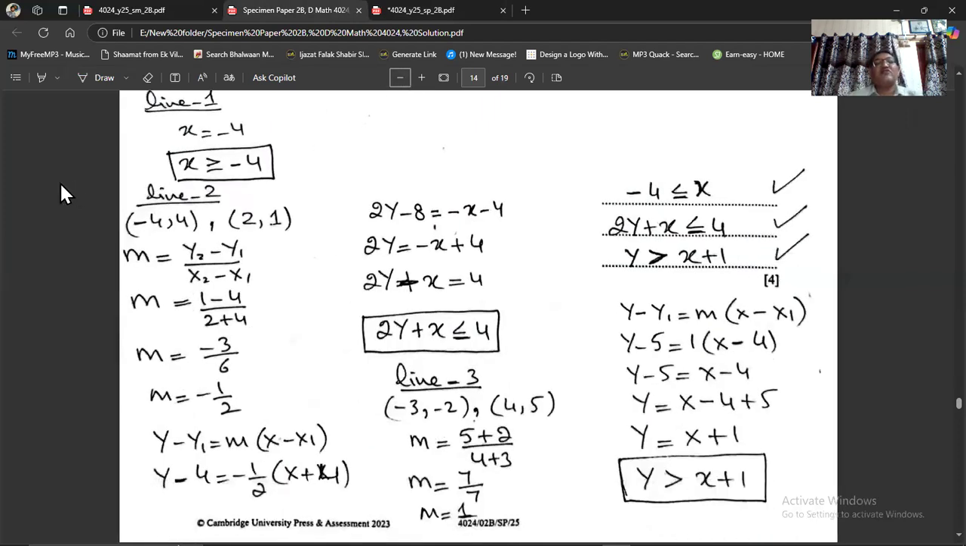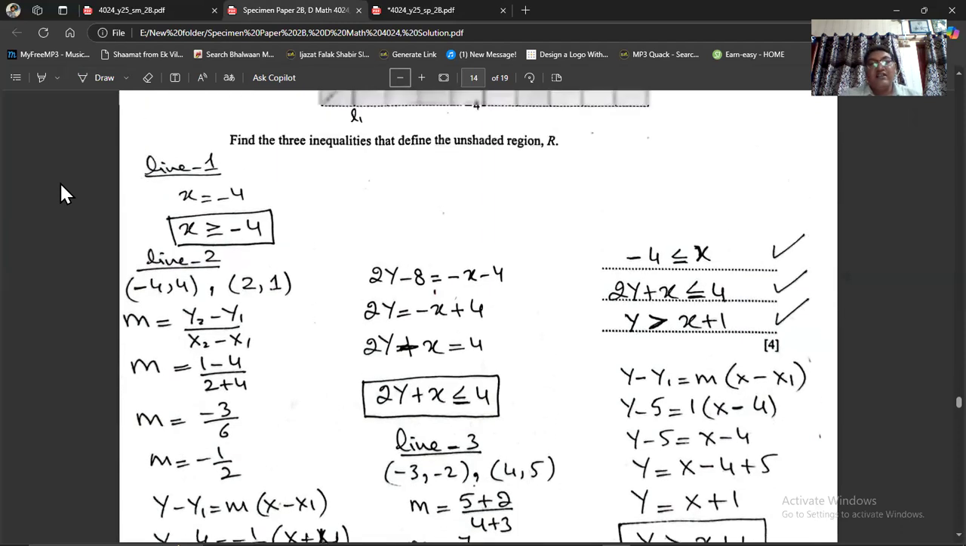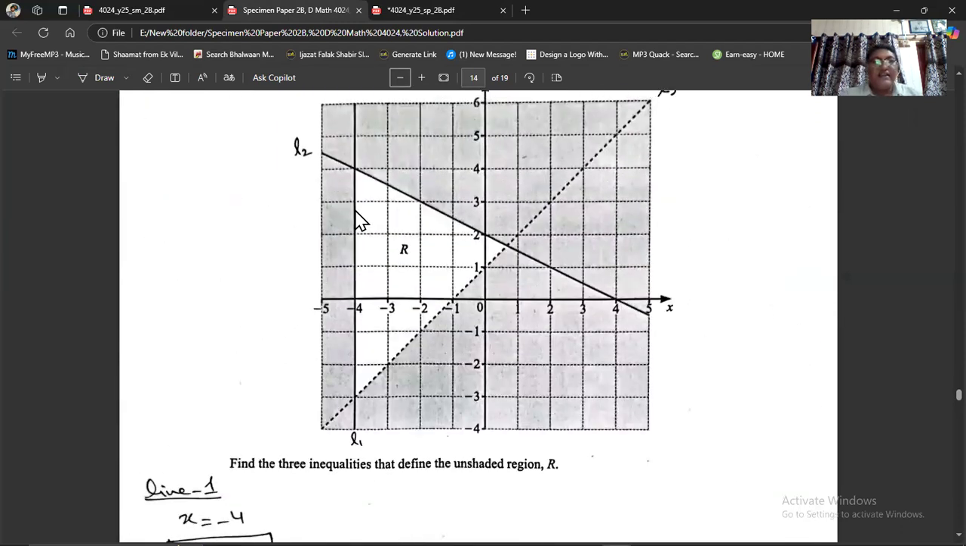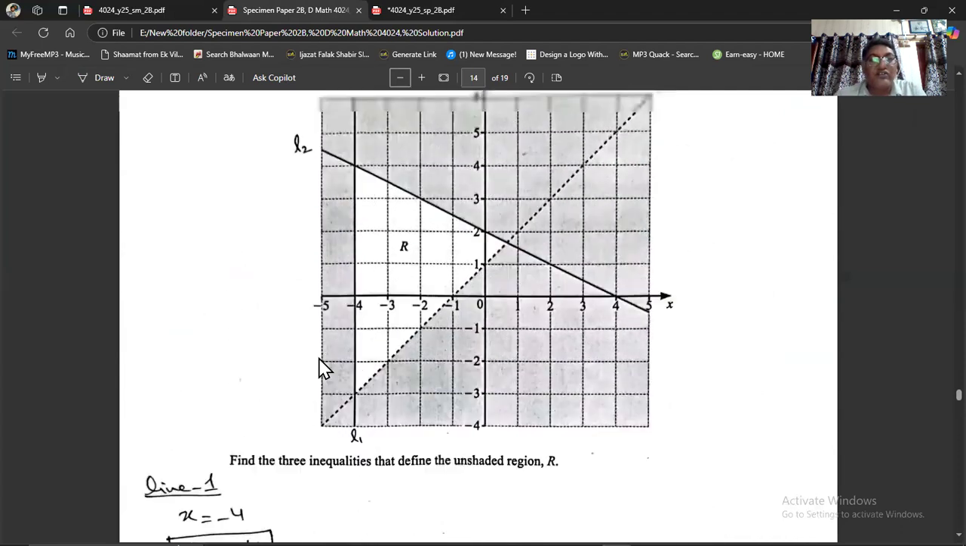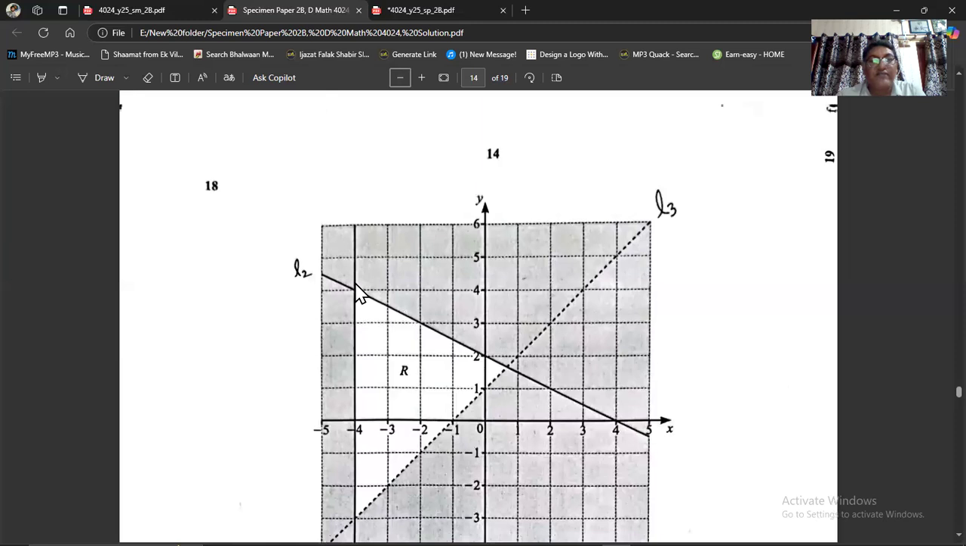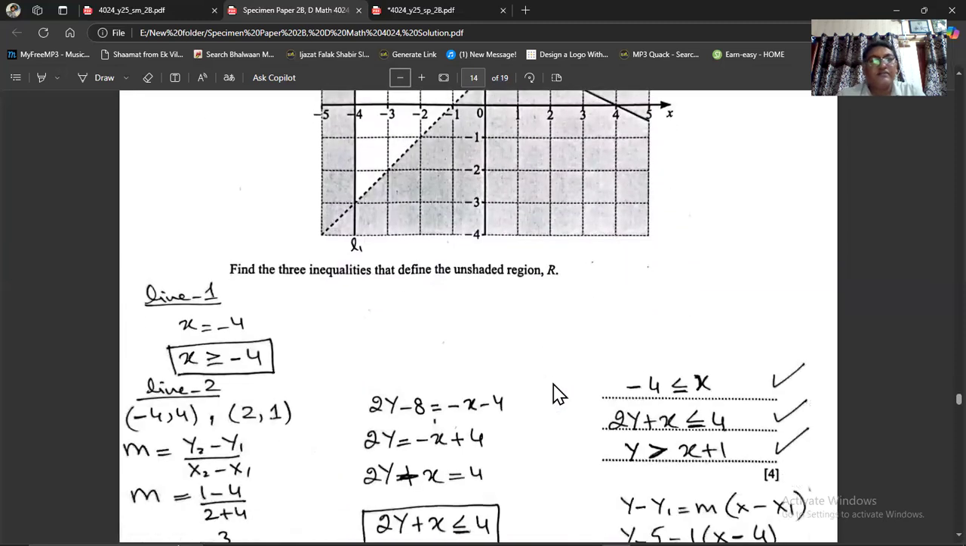Line number 1 is x equals to -4, because the required area is on the right side of this vertical line. So the crocodile's mouth will be towards the x. So x is greater than or equals to -4. It's a continuous line, that's why greater than or equals to. Line number 2, I will take 2 points on this line. I took -4 and 4, and you can take 2, 1.